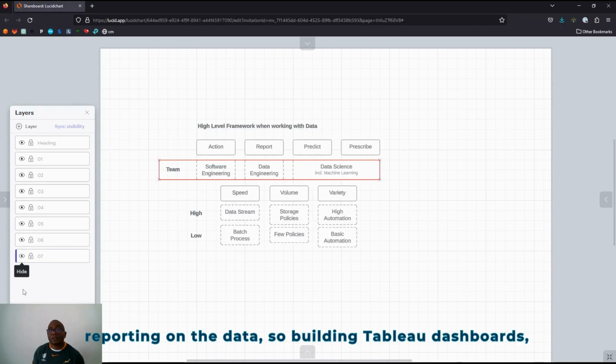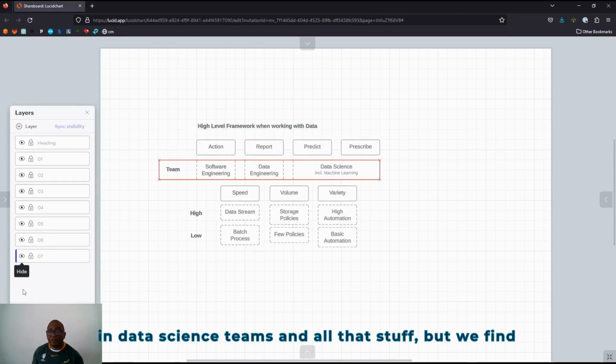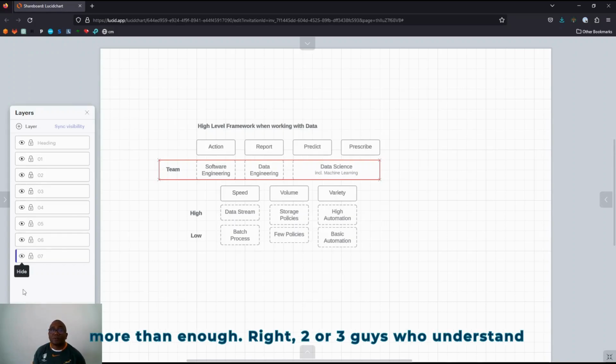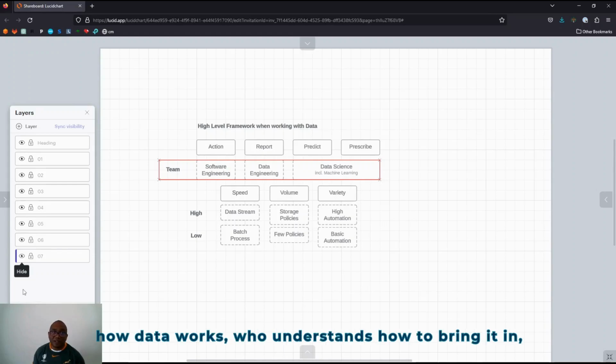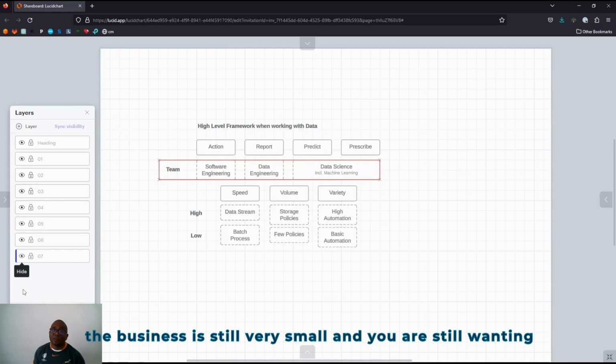When you're reporting on the data, so building Tableau dashboards, Power BI dashboards, Qlik dashboards, you're going to be bringing in data engineering teams. There are some more interesting things you can do by bringing in data science teams and all that stuff, but we find that for most cases, especially when you're starting off in your data journey, a data engineering team is more than enough, right? Two or three guys who understand how data works, who understand how to bring it in, how to manage it, how to set the policies and actually drive them throughout the business, you're sorted, especially if the business is still very small and you're still wanting to limit your exposure into how much data you're actually working with.